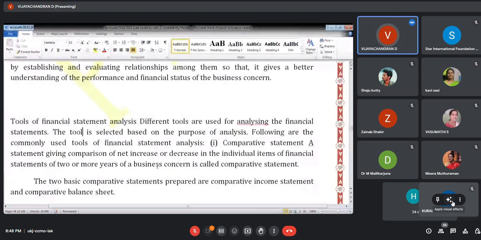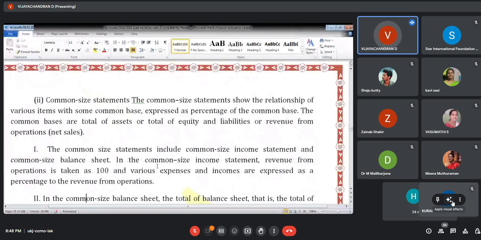As the name suggests, whereas in the case of common size statement, the total sales will be taken as 100, and all other items will be expressed in the form of percentage. Say, for example, the sales is 1 lakh. In case your purchase is 50,000, it will be 50%. So all other items will be expressed on the basis of sales. In the case of balance sheet, the total assets will be taken as 100, and the shareholders' fund, the borrowings, the current liabilities, everything will be based on the total liabilities. That is known as common size income statement or common size balance sheet.